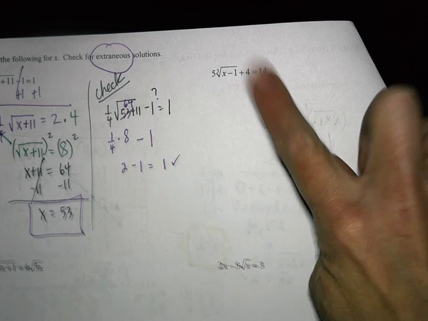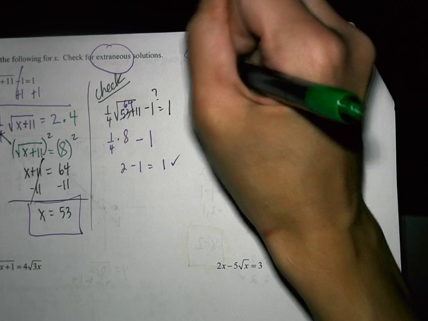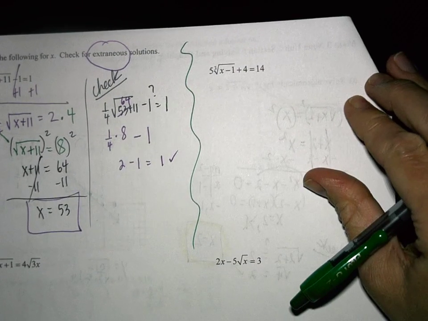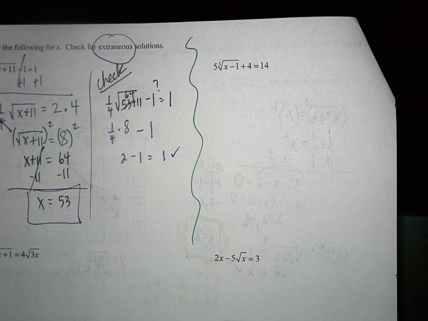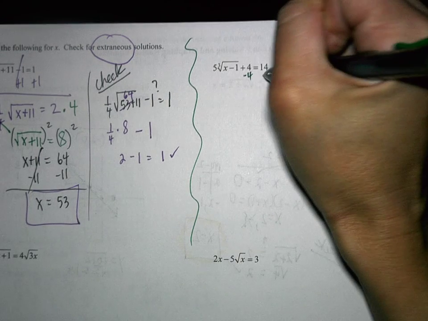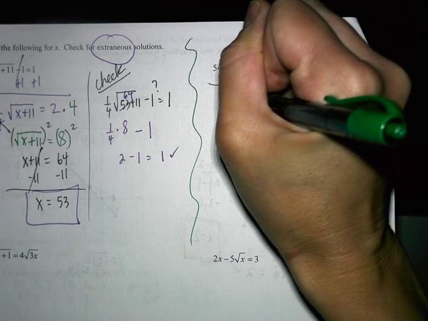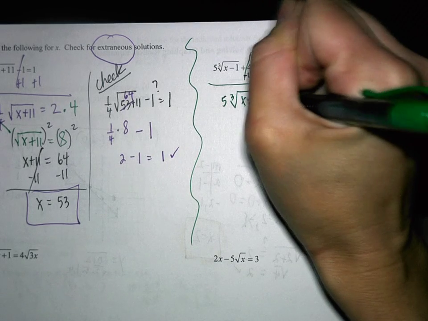Okay, second problem. We're going to go to the right. I'm going to pull sticks for you to help me do this. Okay, so first step, what am I going to do, Jonathan? Perfect. Subtract 4 is correct. 5 cubed root of x minus 1 equals 10.